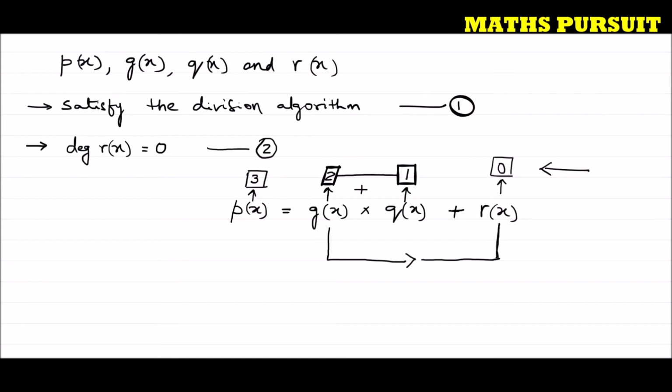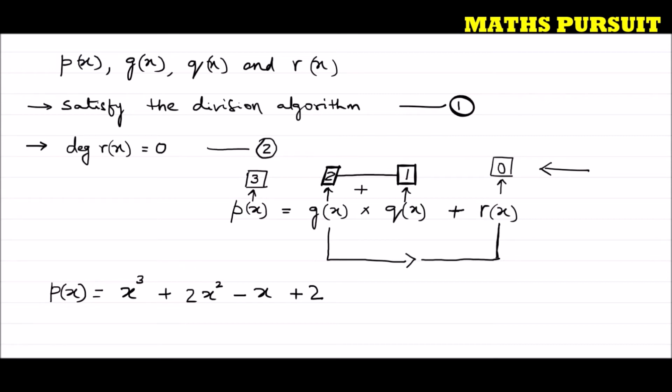So I'm going to frame a polynomial px is equal to x to the power 3 plus 2x to the power 2 minus x plus 2. Any polynomial that you can consider, but at the end of the day it should satisfy these two conditions. It should satisfy the division algorithm, it should satisfy the degree rx is equal to 0.